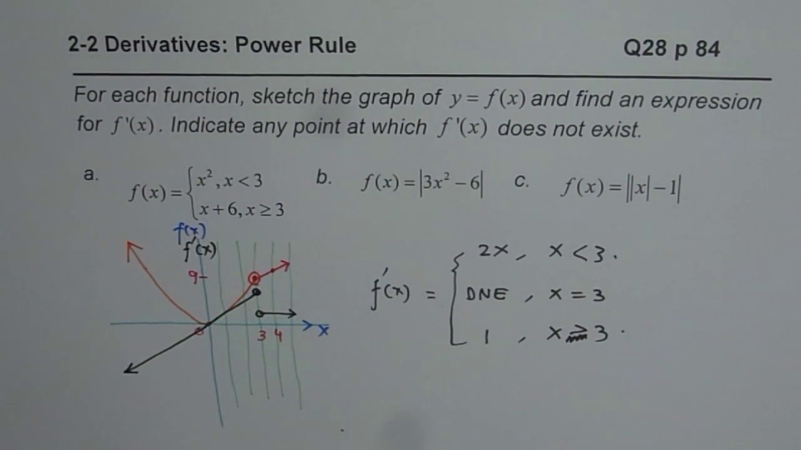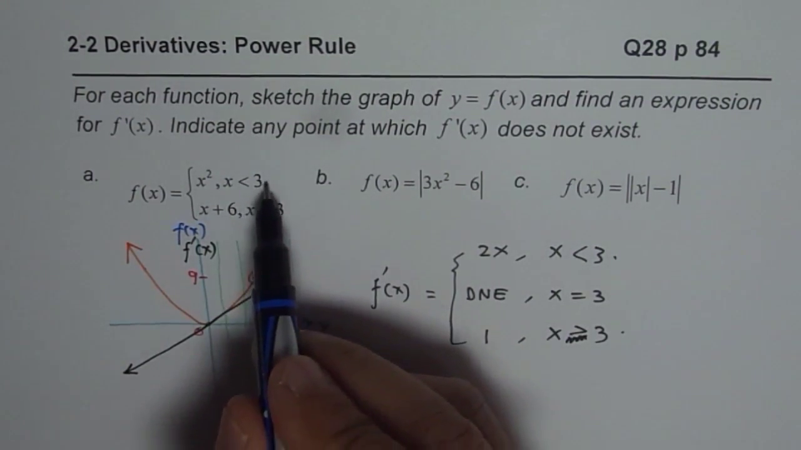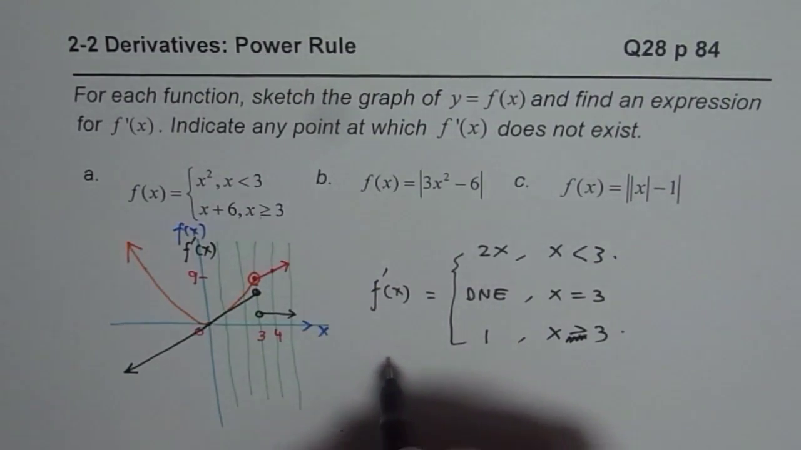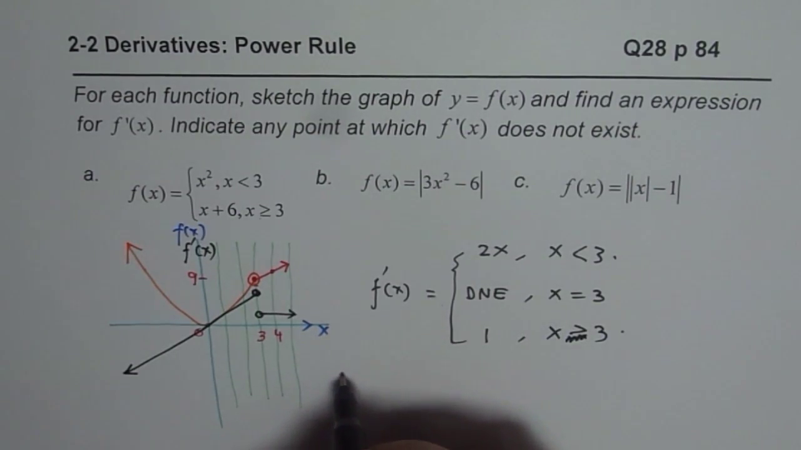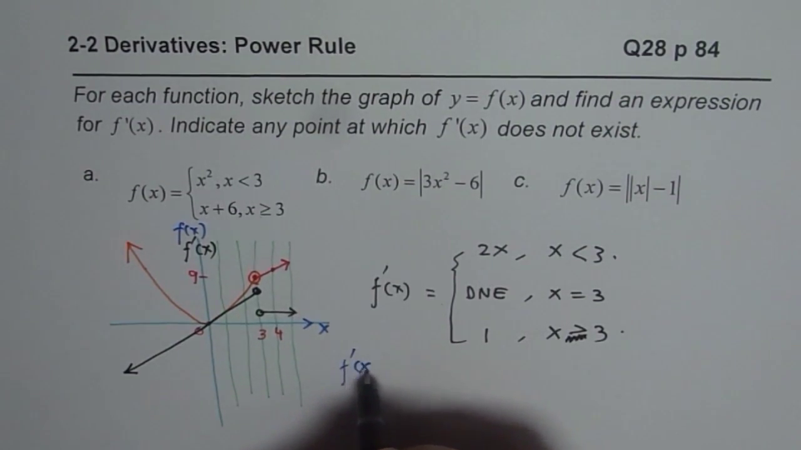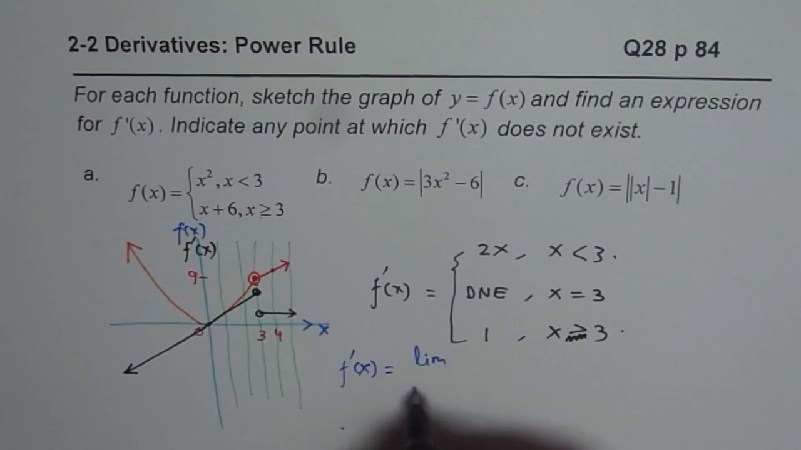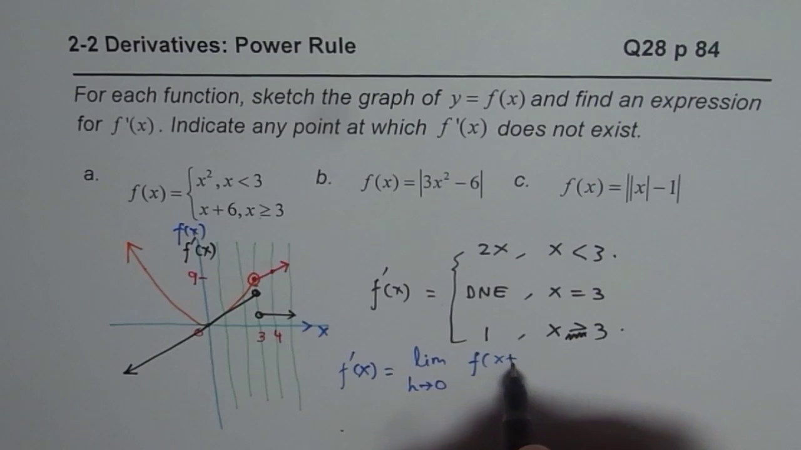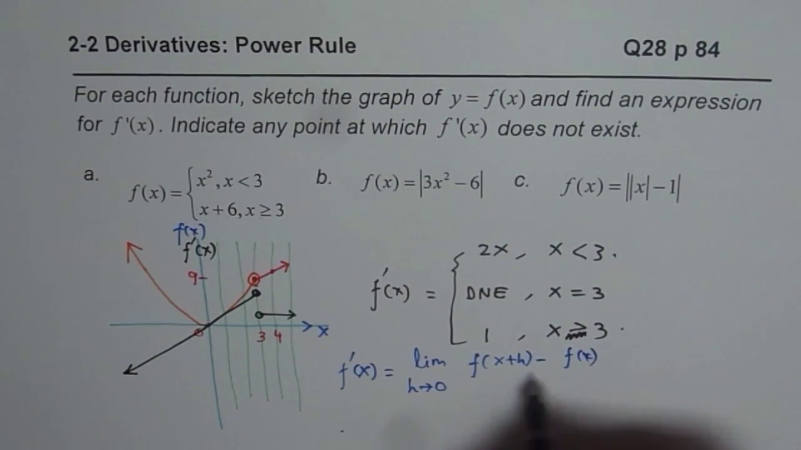So that is the graph of f of x, the piecewise function which I have shown here, right? I hope that gives you a clear idea of how to do such questions. Always in these questions, you need to check the limit at the junction where they are combining, whether the left side limit and the right side limit of the tangent agree. So we define slope or f dash x as the limit as h approaches 0 of f of x plus h minus f of x over h, right?